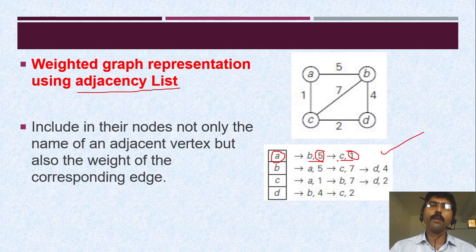This is the way of representing a weighted graph using adjacency list. Each element contains not only the vertex, but also the weight of the edge between these two vertices.